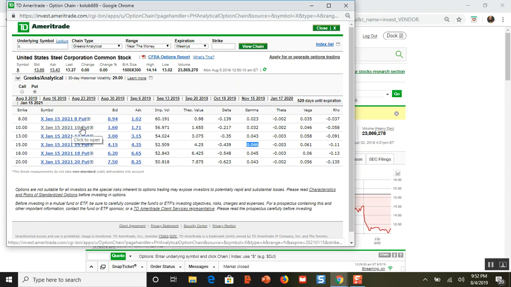They wouldn't be worth any money in intrinsic value. All of the profit would be in the theta, in the time decay. And that's because these puts don't expire until 2021.